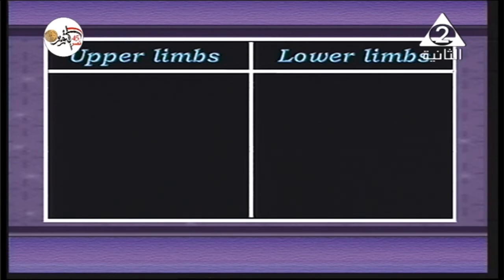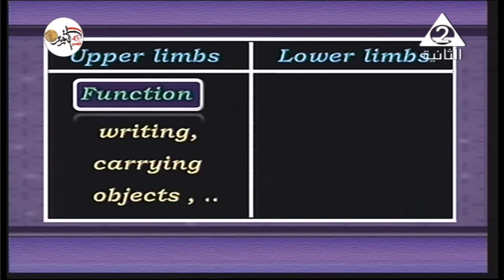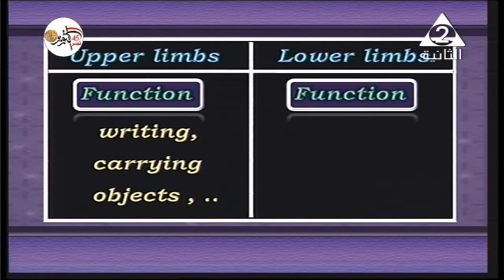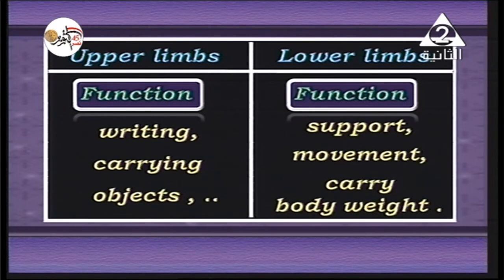Well, the upper limbs. Who can tell me the function of the upper limbs? We didn't see it, just very easy: for writing, for carrying objects, holding objects, and so on. While in the case of lower limbs, also easy: for support, movement, carrying the rest of your body, and so on.